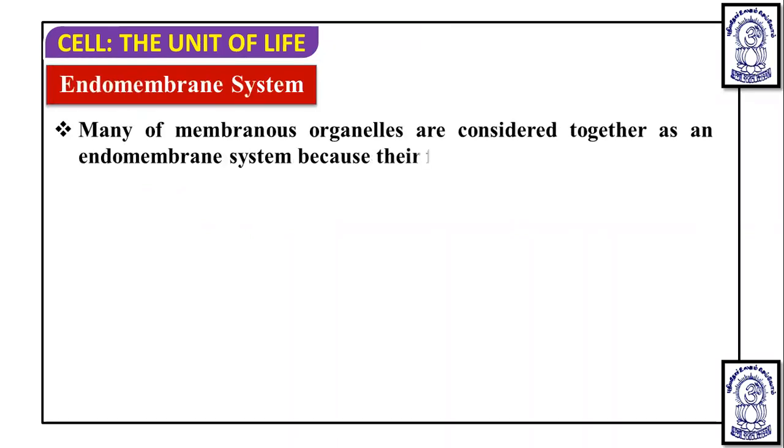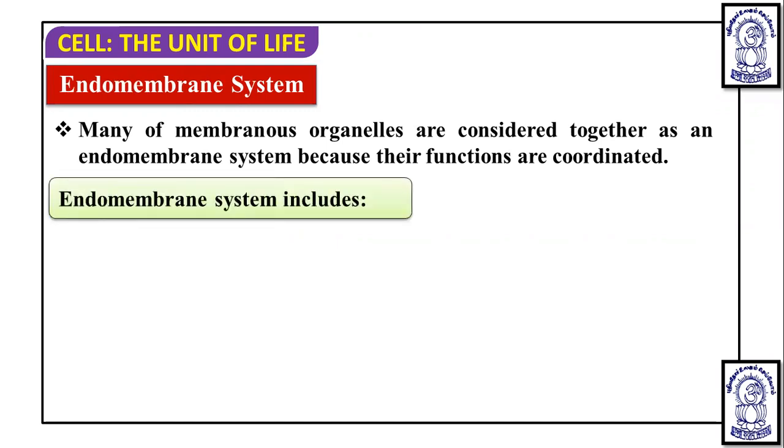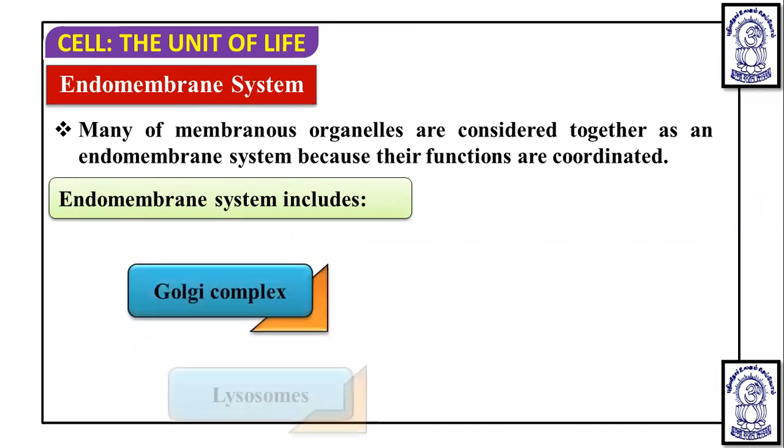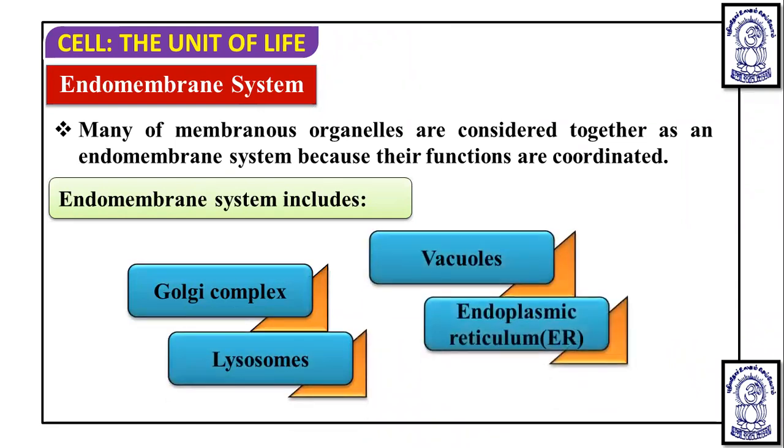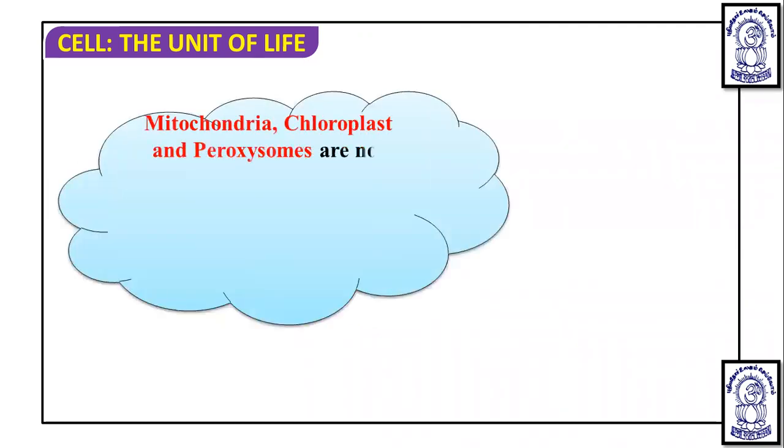Now, many of the organelles which are membranous or membrane bound are considered together as one unit, that is the endomembrane system. Why? Because the functions of these organelles are coordinated. It includes the Golgi complex, lysosome, vacuole, and endoplasmic reticulum. Actually, first is the endoplasmic reticulum, then it is connected with the Golgi complex, then to the lysosome, and then the vacuole. So first we will discuss the endoplasmic reticulum.